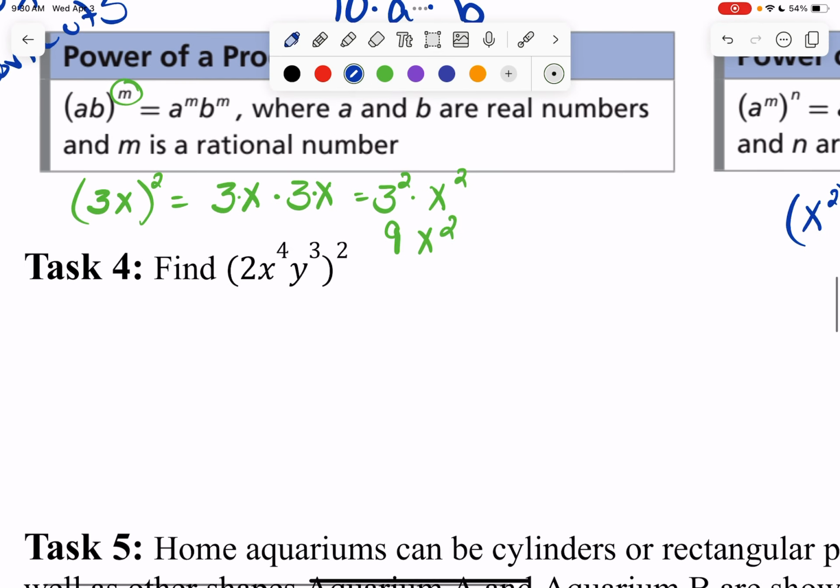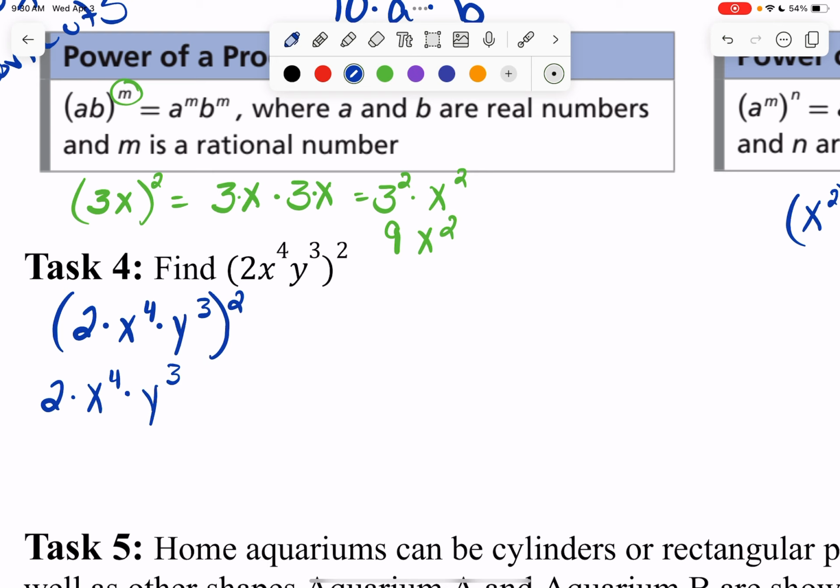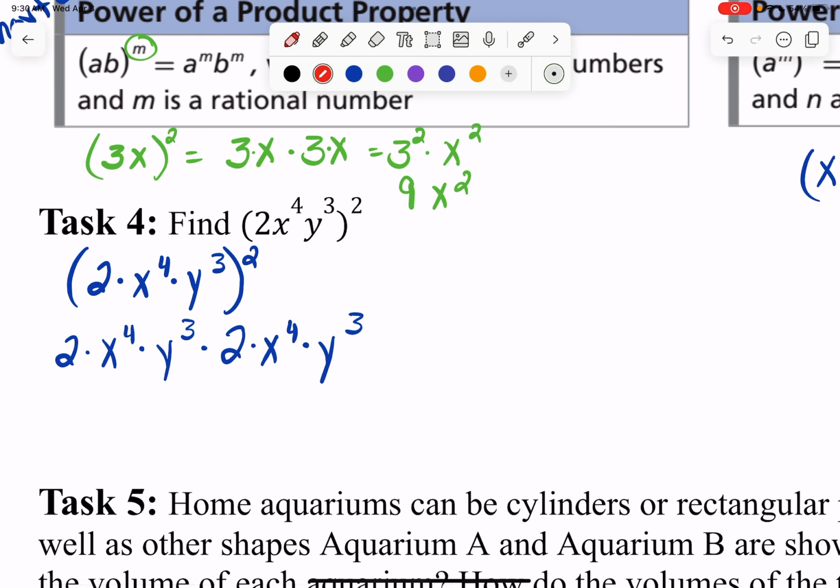Okay. All right, so let's go ahead and look at this task 4. So we want to find, here we have 2 times x to the 4th times y to the 3rd, to the second power. So I'm going to do it one way as if I don't remember the rules, and then we'll do it the other way with the rules. So that means I need to multiply this twice. So 2 times x to the 4th times y to the 3rd times 2 times x to the 4th times y to the 3rd. So I can multiply the 2 and the 2. That gives me 4. And then I have x to the 4th times x to the 4th times y to the 3rd times y to the 3rd.